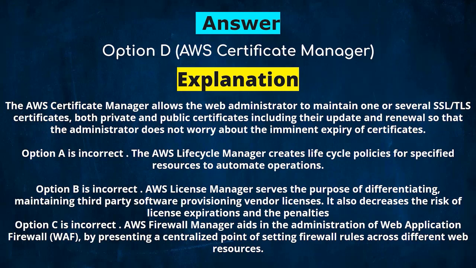Option A is incorrect. The AWS Lifecycle Manager creates lifecycle policies for specified resources to automate operations. Option B is incorrect. AWS License Manager serves the purpose of differentiating and maintaining third-party software vendor licenses. It also decreases the risk of license expirations and the penalties. Option C is incorrect. AWS Firewall Manager aids in the administration of web application firewalls by presenting a centralized point of setting firewall rules across different web sources.